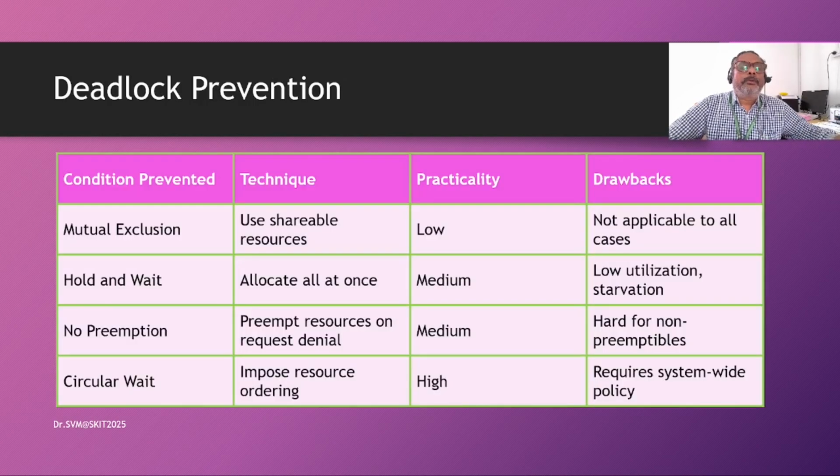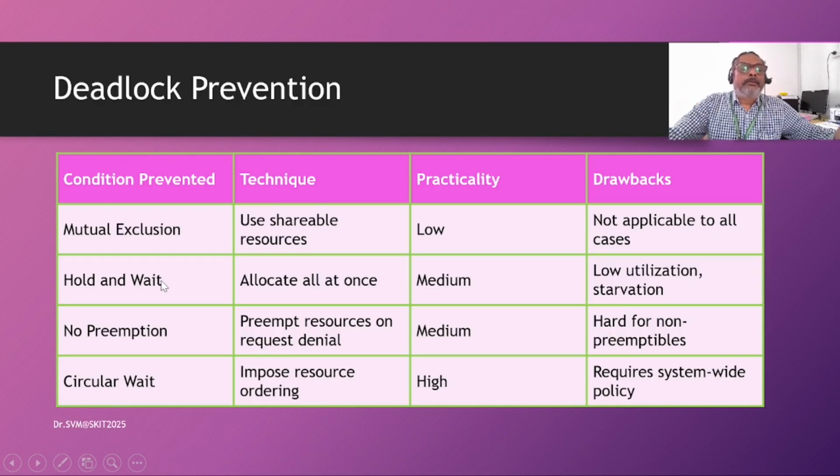So overall, if you take a bird's eye view of deadlock prevention, we have four conditions which all have to be met for a deadlock to occur. If we can ensure that at least one of them fails, then we can prevent deadlock from happening. For mutual exclusion, the technique is to use shareable resources, allowing more than one process to use them simultaneously. Practically it is not a good idea, and the drawback is that it is not applicable to all cases.